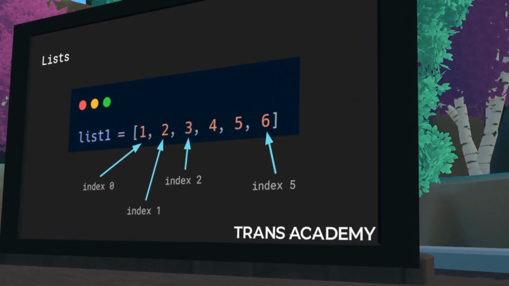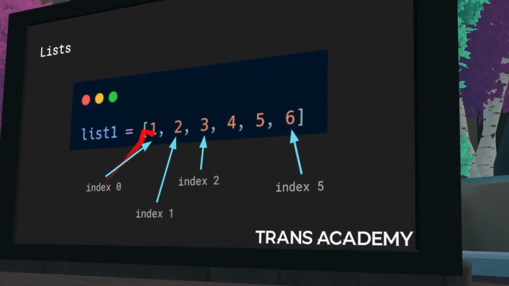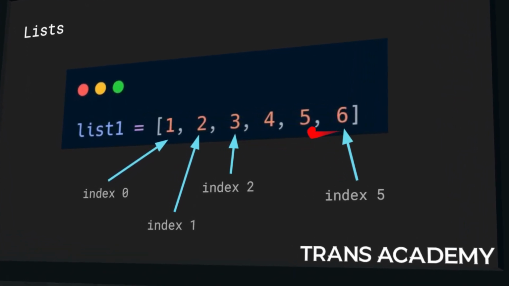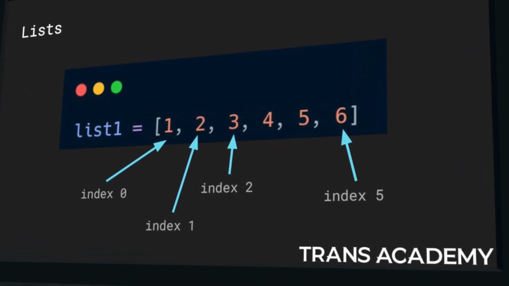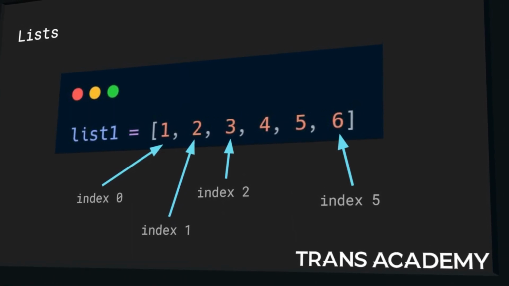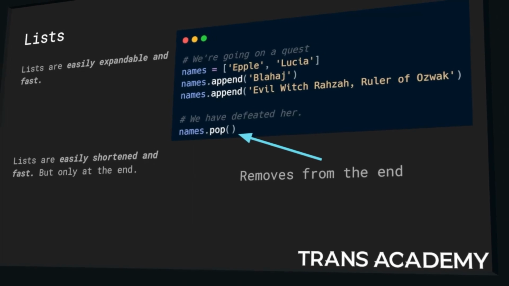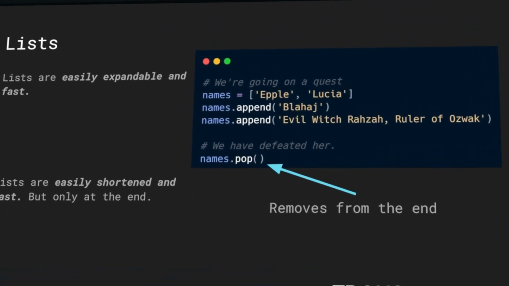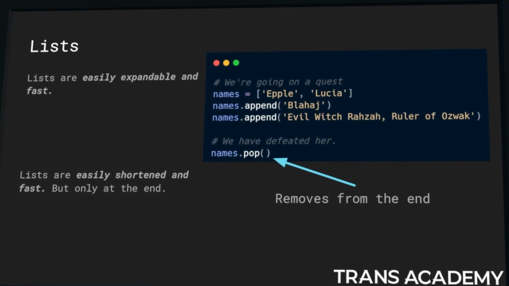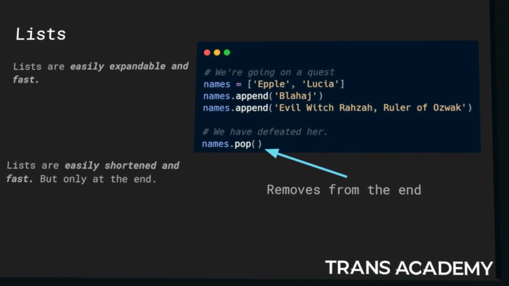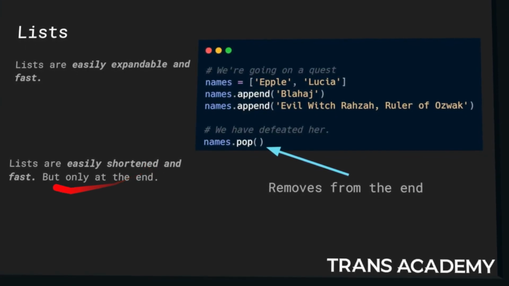I actually just explained this. But yeah, index 0, 1, 2, and 5 over here. So this one would be 4, and this one would be 3. All right. A list is easily expandable, and it's fast. So you can easily shorten a list.